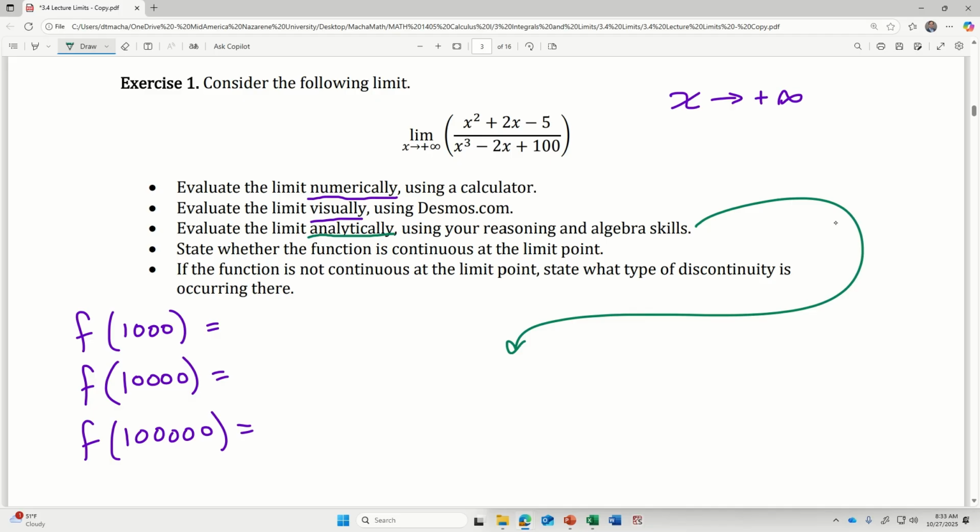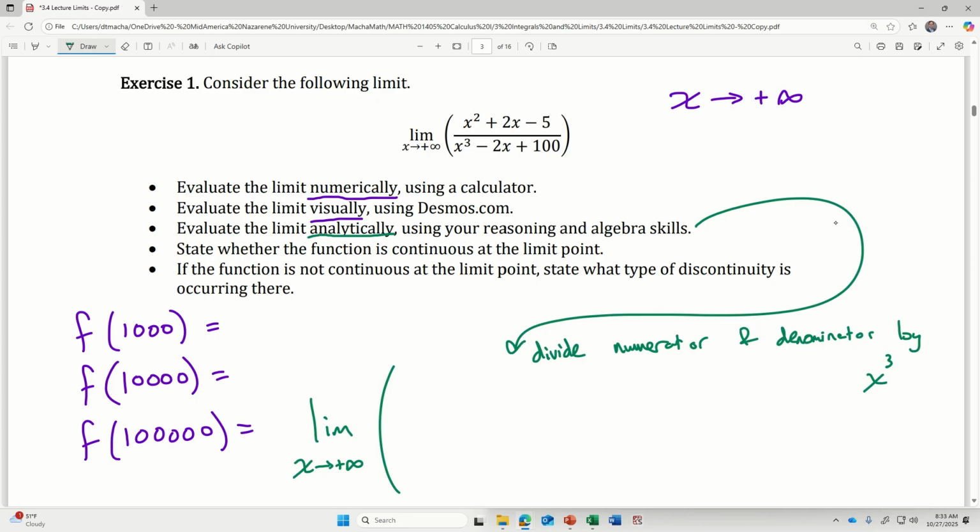Well, I could divide the numerator and denominator both by x cubed and see what we get. So then I'm asking about the limit as x approaches infinity. And if I divide the numerator and the denominator by the same number, then the fraction has the same value. I'm not changing the value of this function.